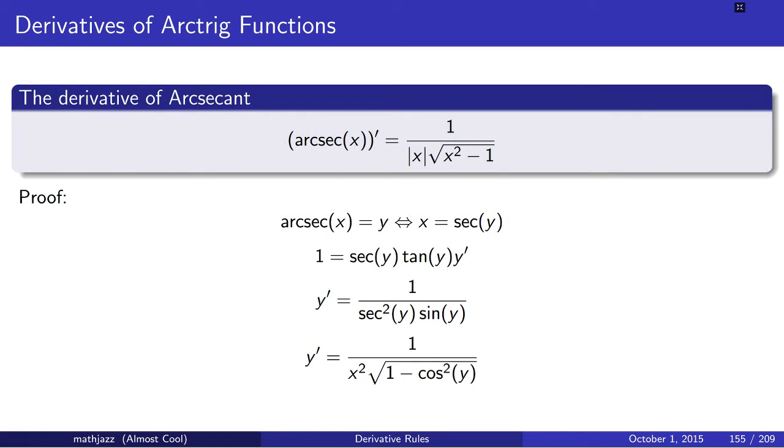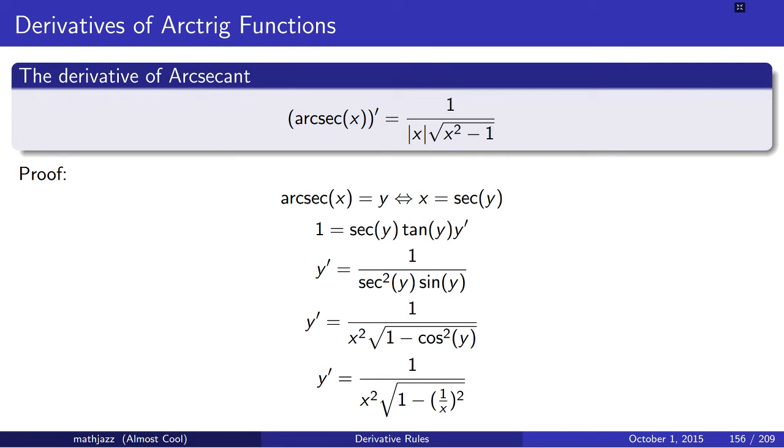We notice that x equals secant of y means that x squared equals secant squared of y. We use a Pythagorean identity to switch sine of y for the square root of 1 minus cosine squared of y. And since x equals secant of y, 1 over x equals cosine of y. So we can switch cosine squared of y for 1 over x squared.